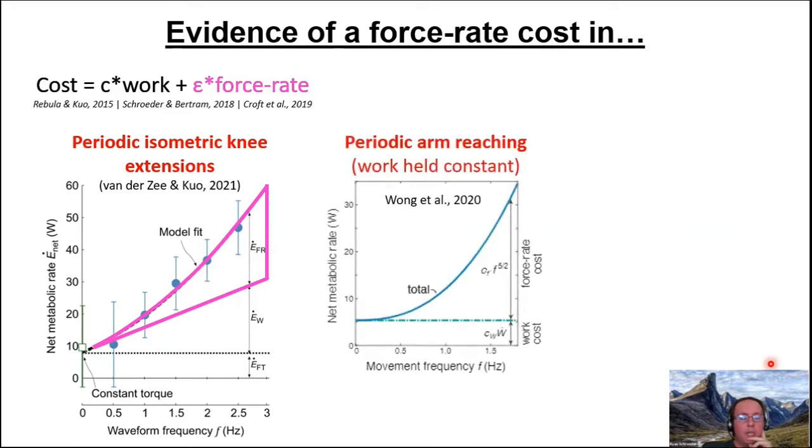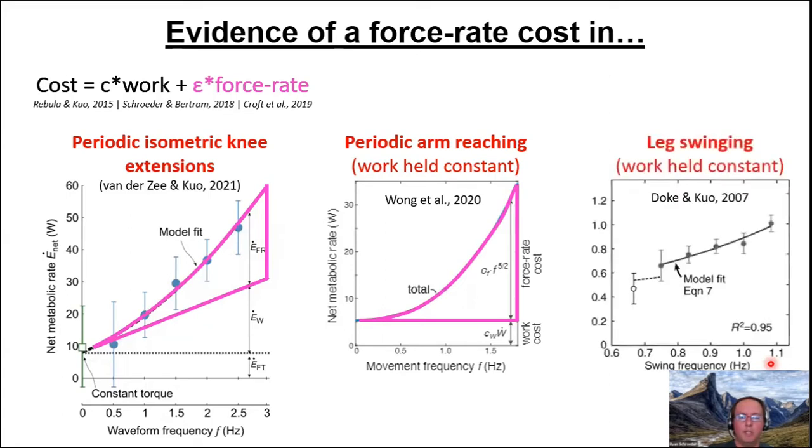In another recent study, Jeremy Wong and others used this periodic arm reaching task. So basically people are waving their arms back and forth, consistently over time, and at different frequencies, but with amplitude adjusted such that work is held constant in all conditions. And so net metabolic rate still continues to increase even though work is held constant. So there's this additional cost that can't be explained by work costs, but can potentially be explained by force rate costs.